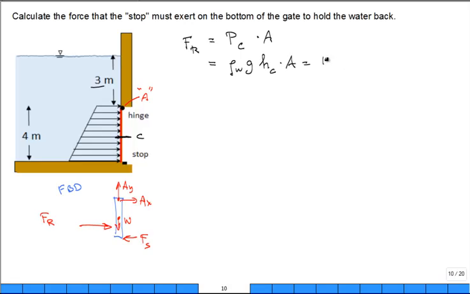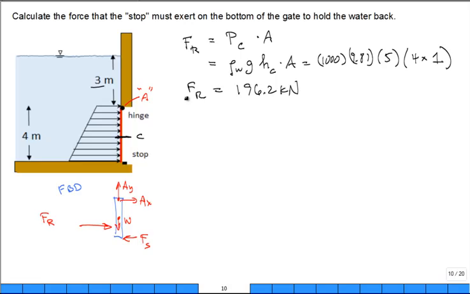So it's 1,000 times 9.81 times 5 meters. The area is 4 meters by, I'll just assume, 1 meter depth. Okay, a width of 1 meter. They didn't tell me, so I'll just assume 1 meter. And when you run those numbers, the resultant force is 196.2 kilonewtons. That look reasonable? Somebody has a calculator, they can check me?